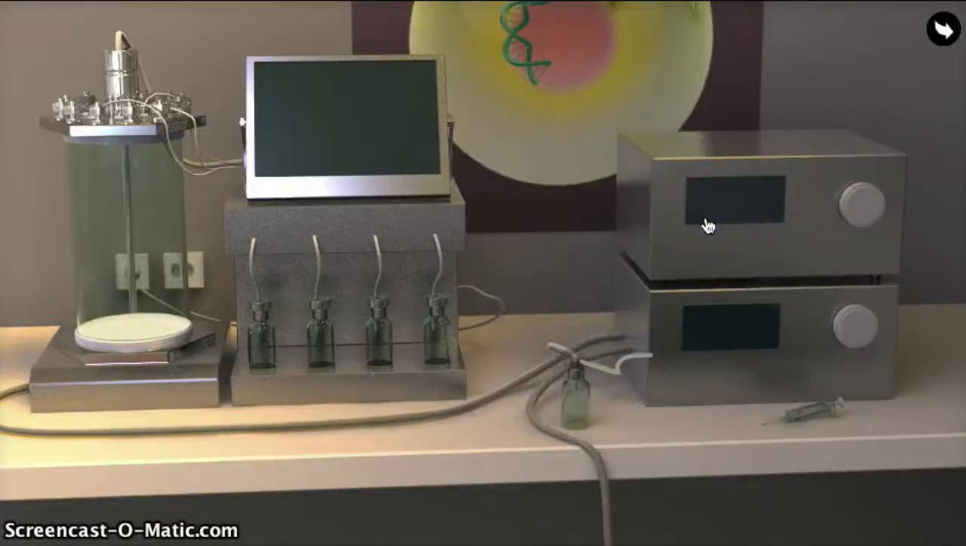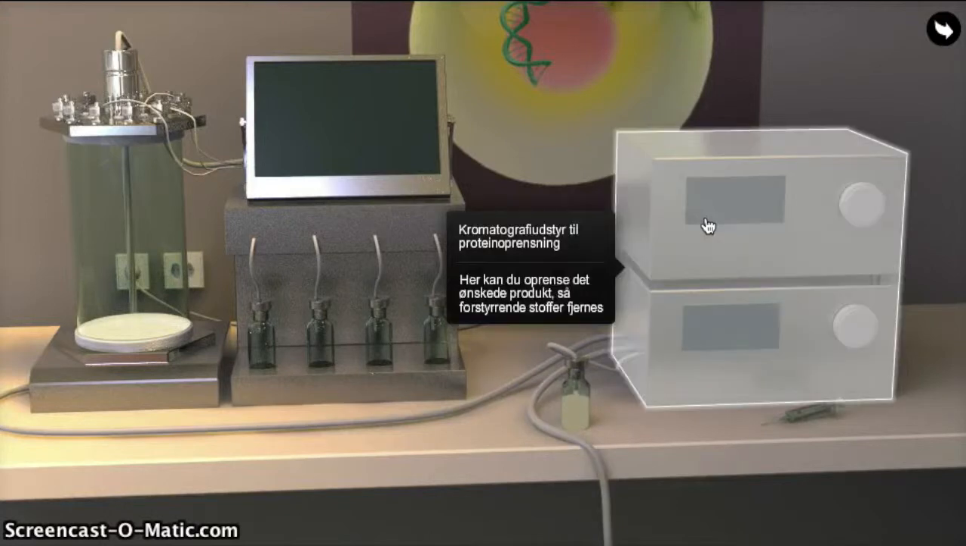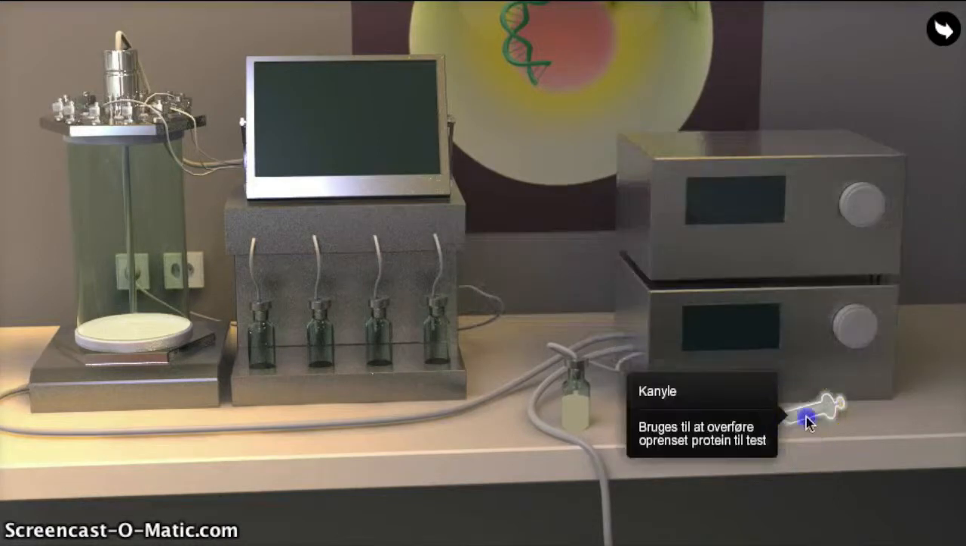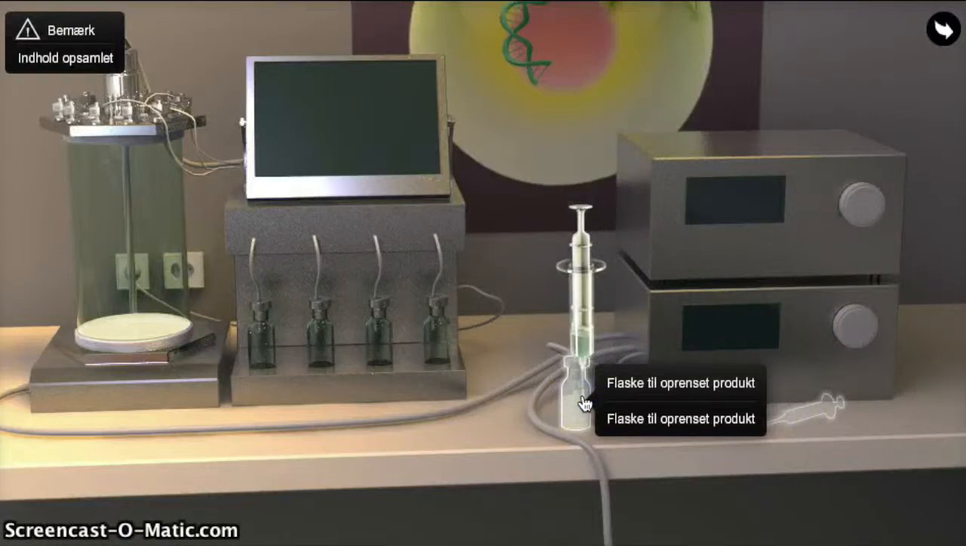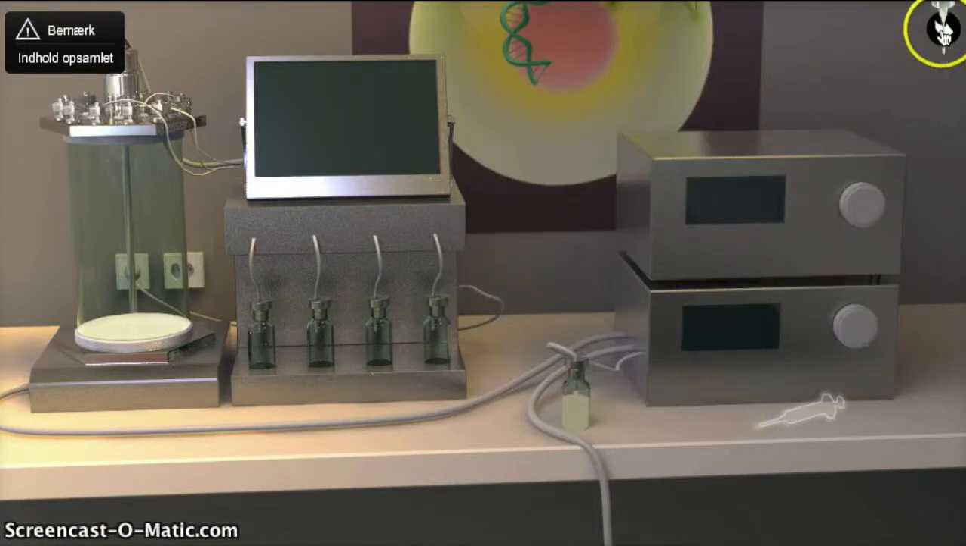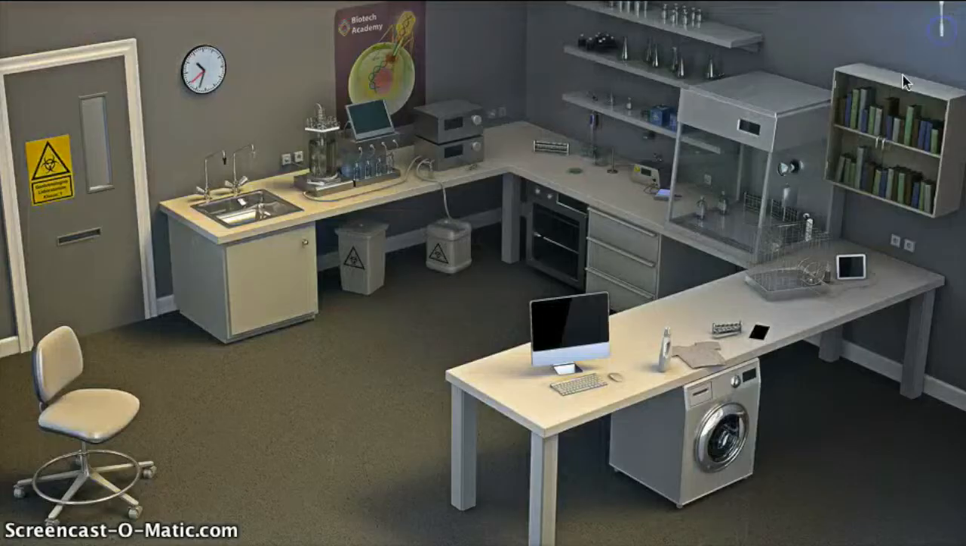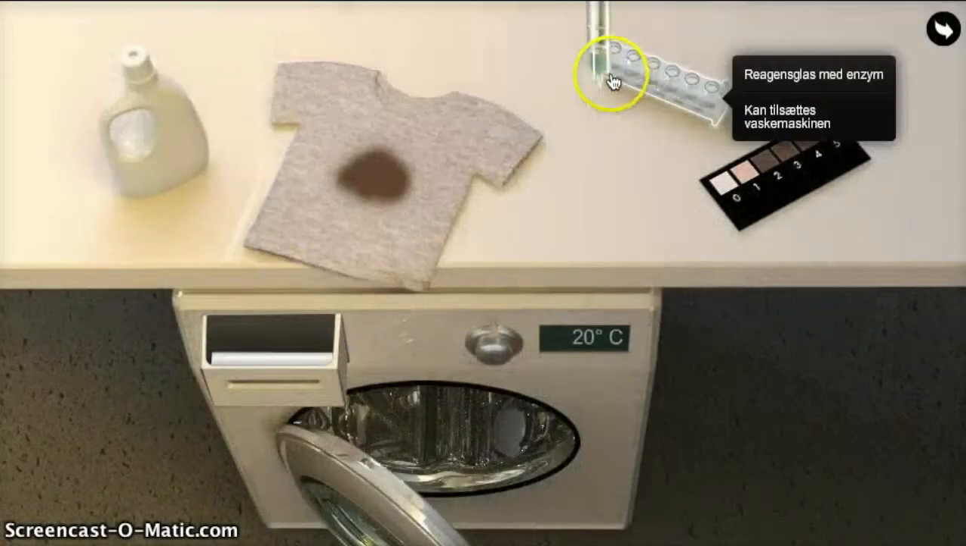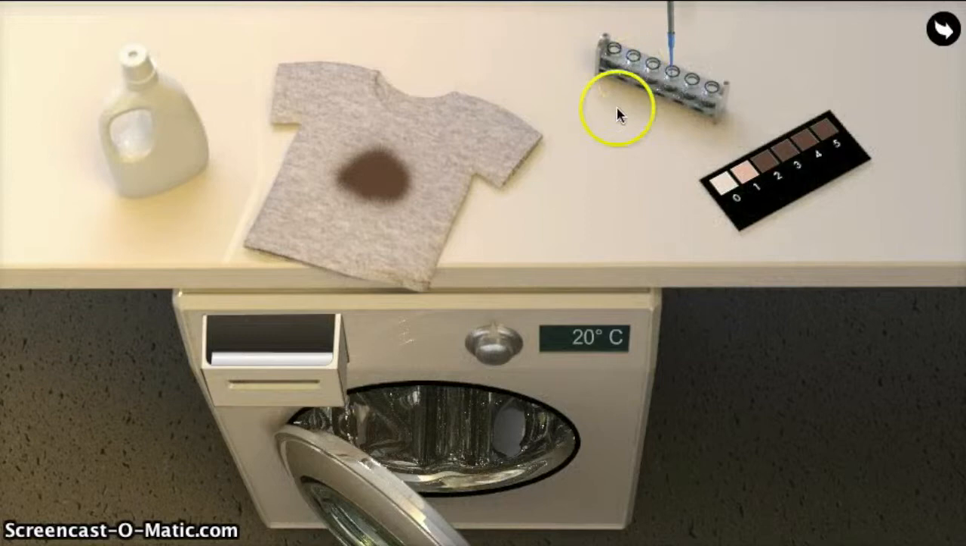The chromatography equipment does protein purification, where disrupting substances are being removed. The finished product is being collected in a cannula and transferred to 6 test tubes in different dilutions.